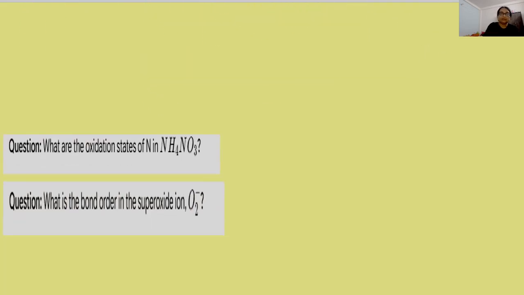The question starts. What is the oxidation state of the nitrogen in NH4NO3, ammonium nitrate? They are asking about the oxidation state of nitrogen in this ammonium nitrate compound.